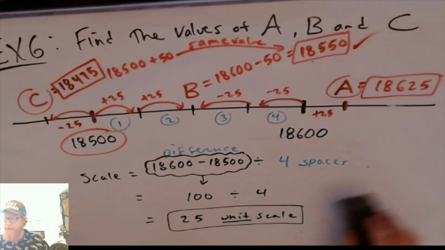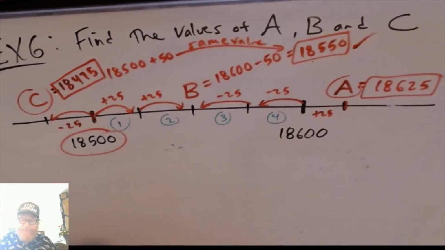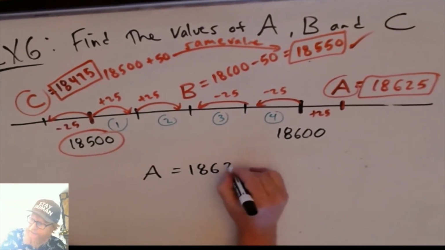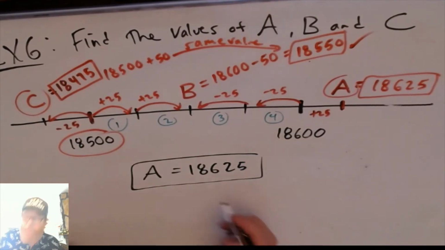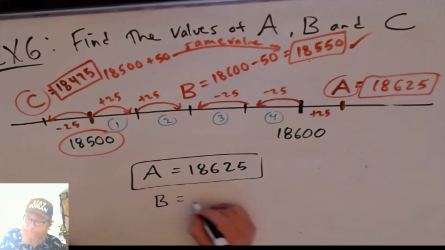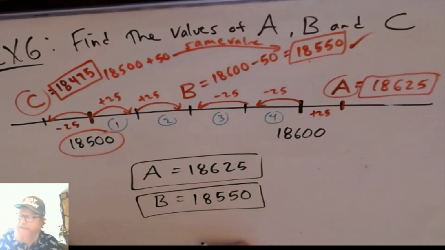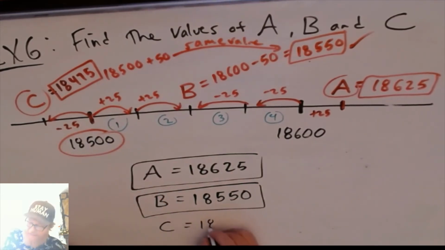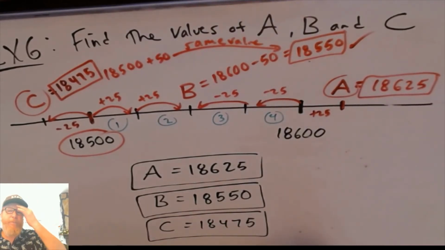And then to make my answers totally clear, I'd say A is 18,625. No commas are necessary. If you want to put a comma, you can, but I typically don't unless it's really emphasizing something important. B is 18,550, and C is 18,475. Okay.